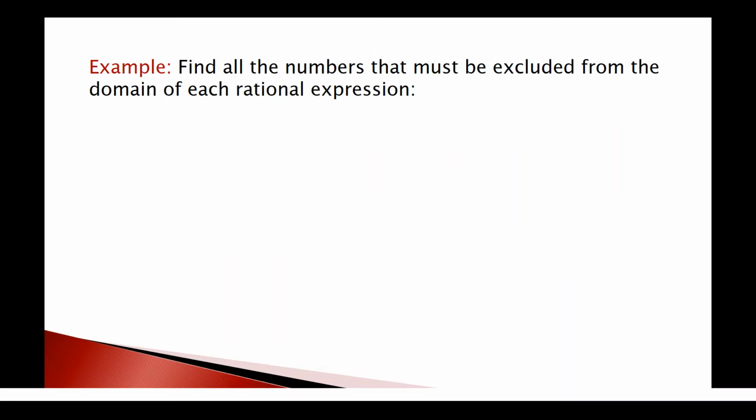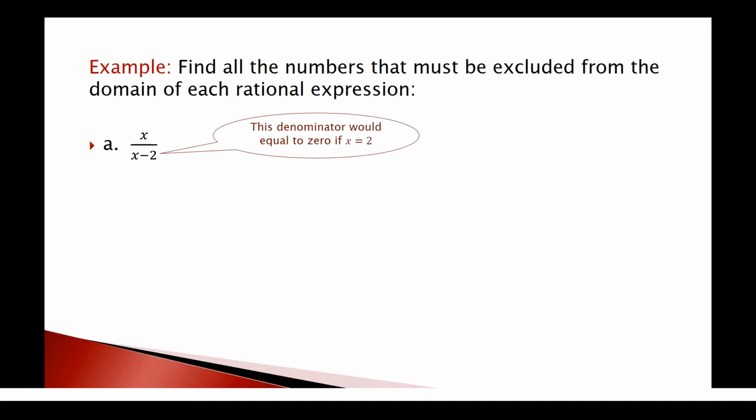Let's look at an example. Let's find the numbers that must be excluded from the domain of the rational expression x over (x minus 2). To determine the numbers that must be excluded from the domain, we examine the denominator. Our denominator is x minus 2, and we see that this would be 0 if x equals 2. So we must exclude 2 from the domain of this rational expression.